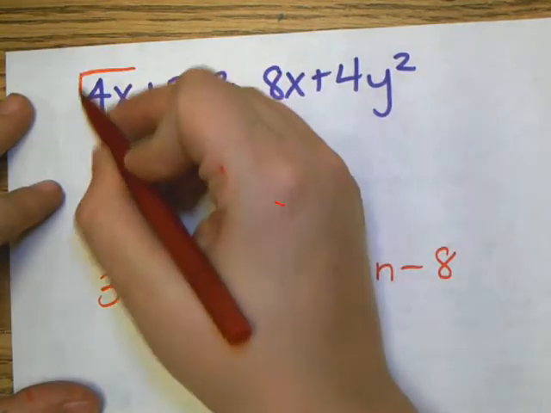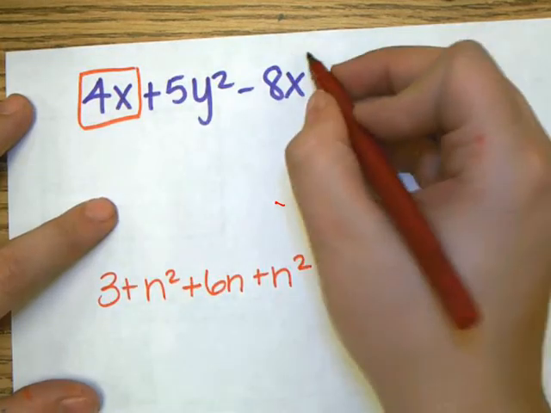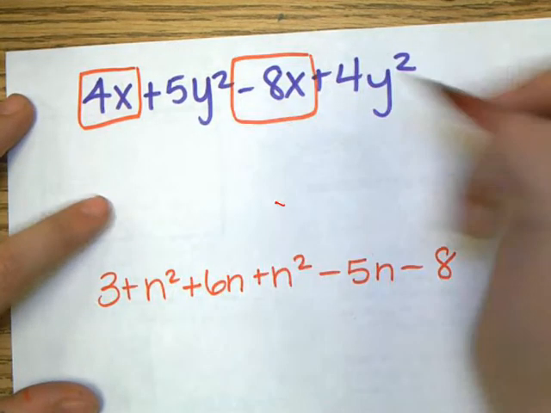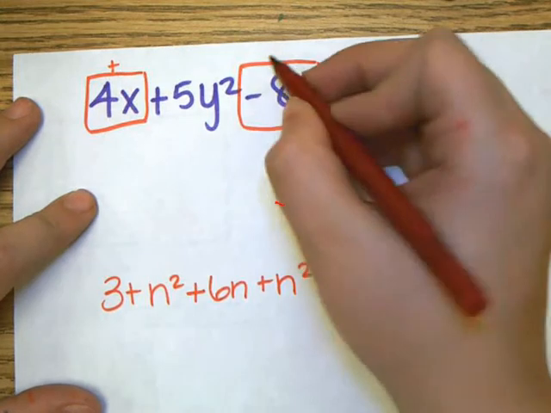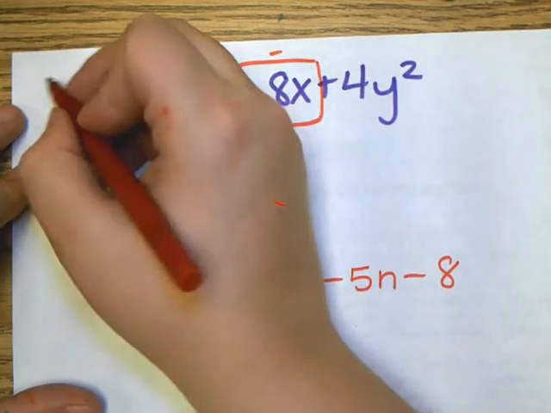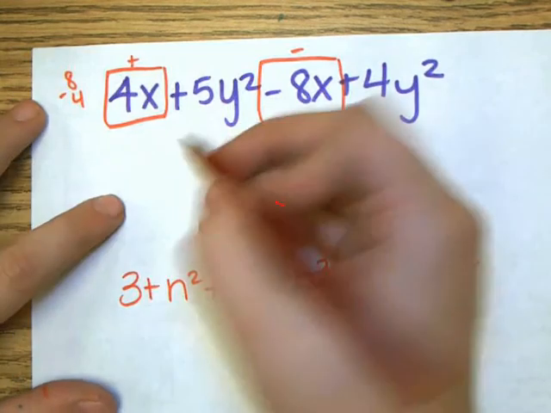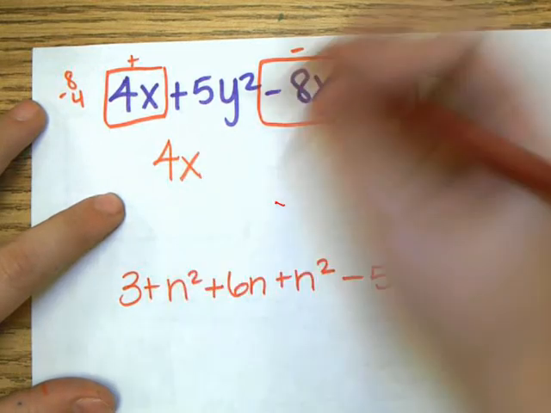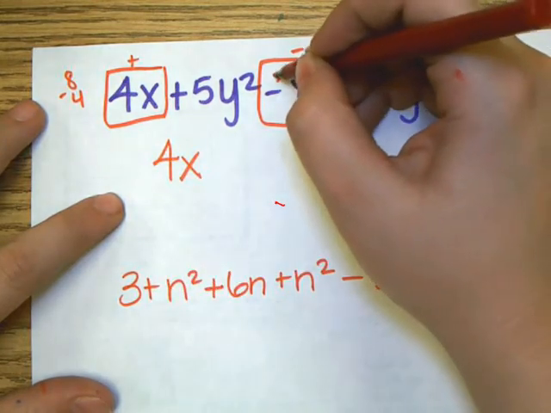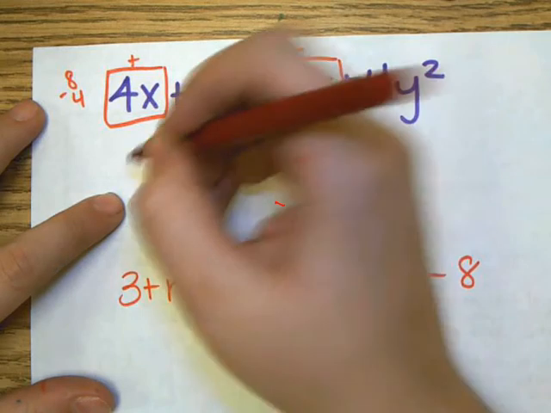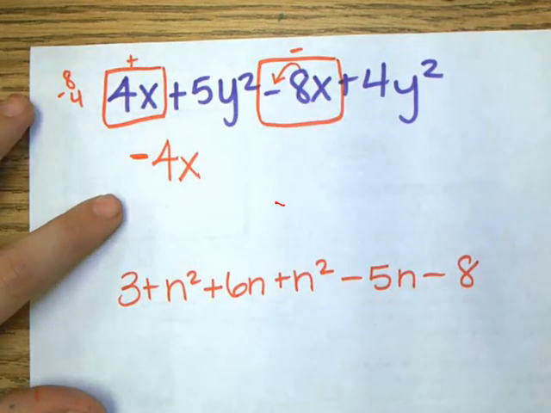Okay, so take a look at this example. We're going to start with the x, because x comes before y. So we have 4x and negative 8x. They're different. This is positive 4, this is negative. They're different, so you subtract. 8 minus 4 is 4x.